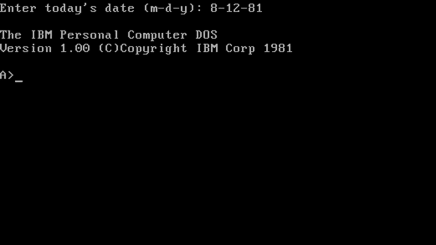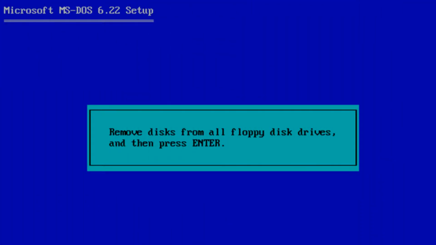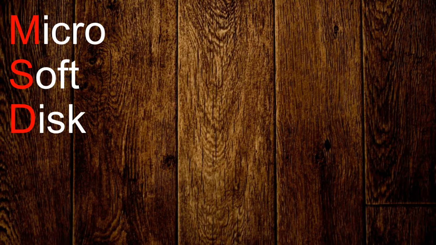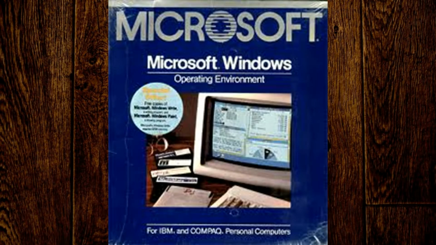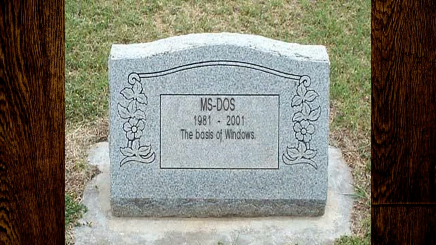At the same time, 86DOS was renamed MS-DOS for Microsoft Disk Operating System. The deal proved particularly lucrative for Microsoft as MS-DOS was licensed to as many as 70 other companies. MS-DOS was later declared as unsupported on December 31, 2001, after its final appearance in Windows ME in 2000.